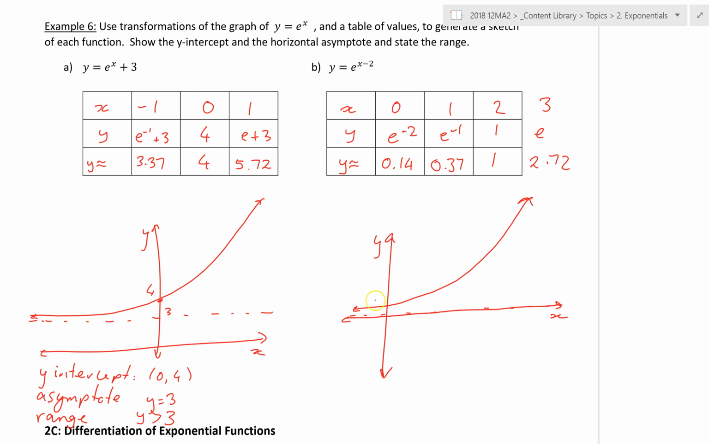So you've got x and y labelled here. That's not 0.14, that's silly, that's an approximation. We should say that's e to the negative 2. That's my intercept there. My asymptote is here, that's about all there is to label. So we say the same things that it asked for. The y-intercept is at (0, e to the negative 2), and my asymptote is y equals 0, which is the x-axis, and the range of this function is y strictly greater than 0.